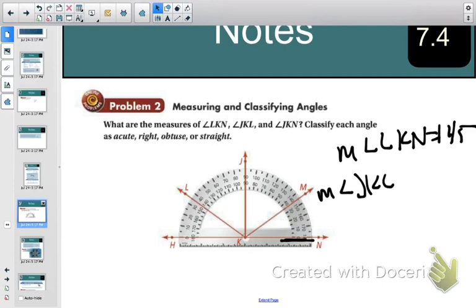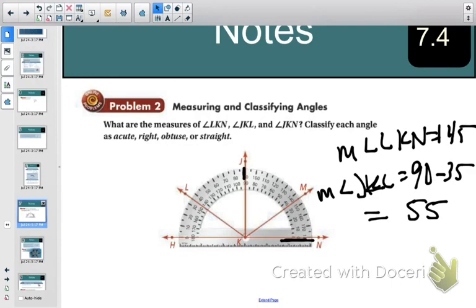So JKL, we need to do a little subtraction here. We can look at the big numbers or the small numbers. I'll look at the ones on top now because we've been doing the bottom ones before. That starts at 90, and we're going to subtract whatever that is, which looks like 35. 90 minus 35 gives us 55. So the measure of JKL is 55.